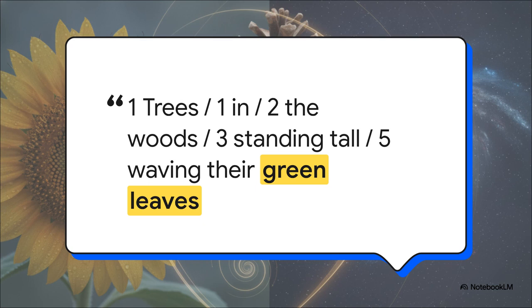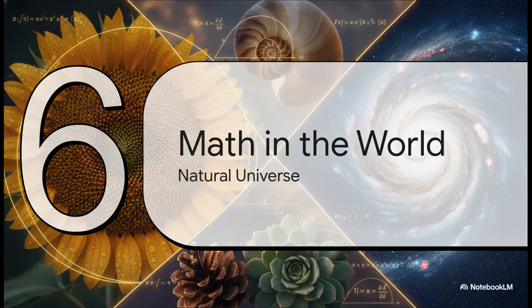Take a look at this beautiful form of poetry known as a Fib poem. The syllable count of every single line corresponds exactly to the mathematical sequence. Just listen to the rhythm as it builds. Trees, in, the woods, standing tall, waving their green leaves, catching and filtering sunlight. It's this brilliant creative restriction that literally mimics the structure of the trees the poem is describing. How cool is that?